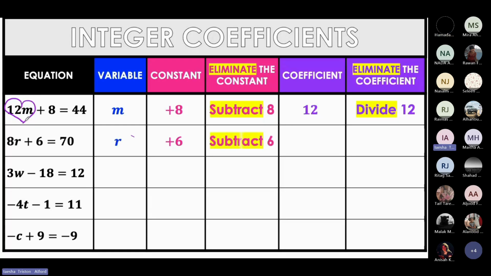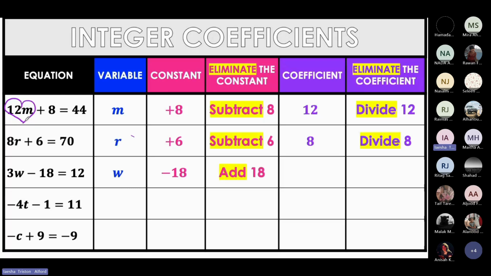Coefficient. Positive 8. We want to make the coefficient what? Positive 1. How? Divide by positive 8. The next line, the variable is W. What is the constant? Negative 18. Remember the constant. We want to make it what? 0. How? Add 18.